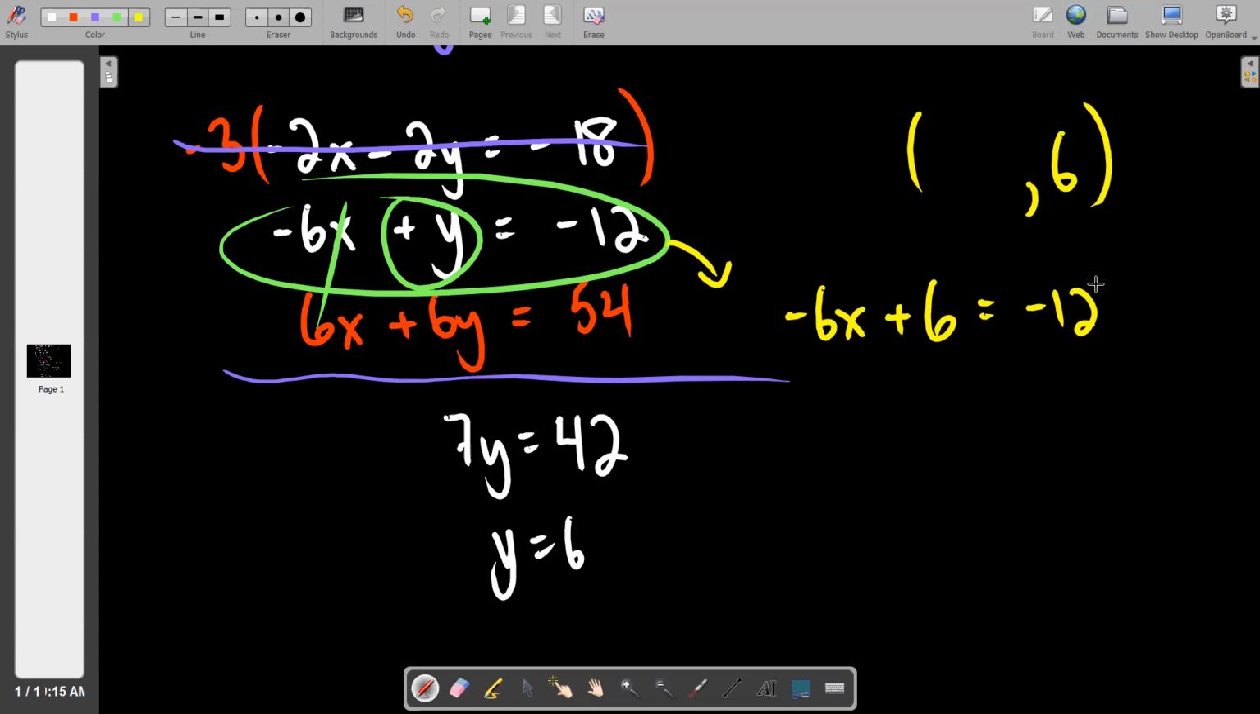And then again, at this point in your life, I don't expect to see much work. I'm not saying you shouldn't. I'm just saying I'm not going to beat you up. So you subtract 6, get -18, right? Divide by -6, x equals 3. So stick a 3 in there, done.